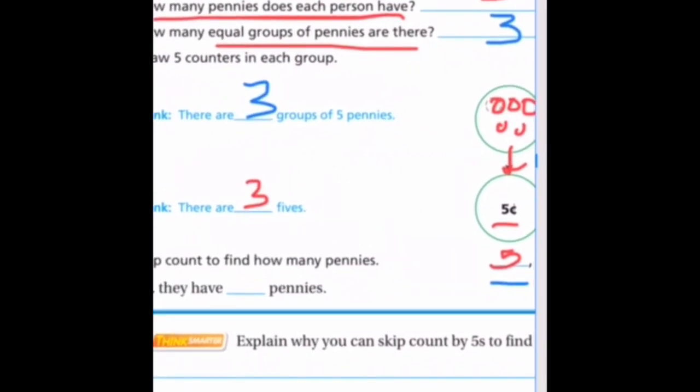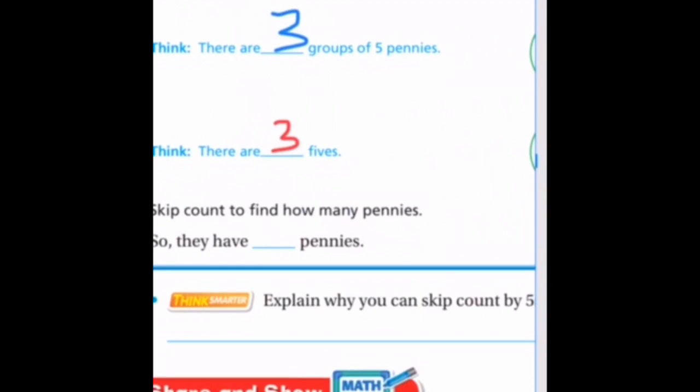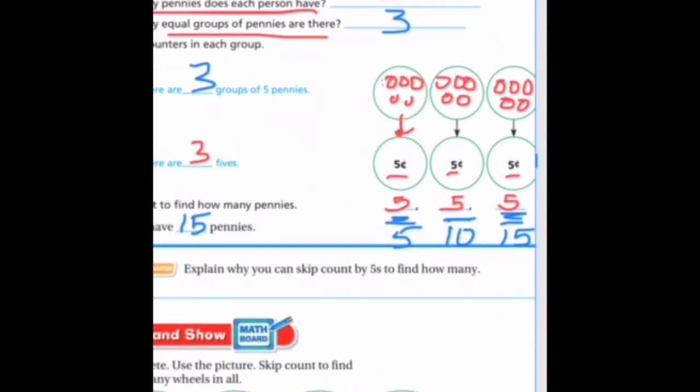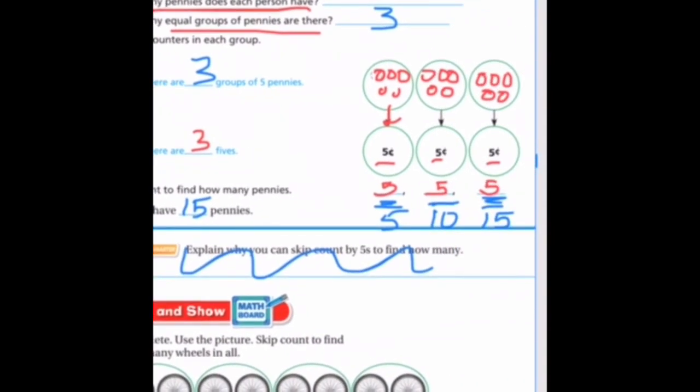Now we can skip count to find how many pennies there are in all. 5, and 5 more is 10, and 5 more is 15. So they have 15 pennies. Okay, and we don't have to worry about the think smarter. We did skip count by 5s because we had groups of 5, so we could count by those.